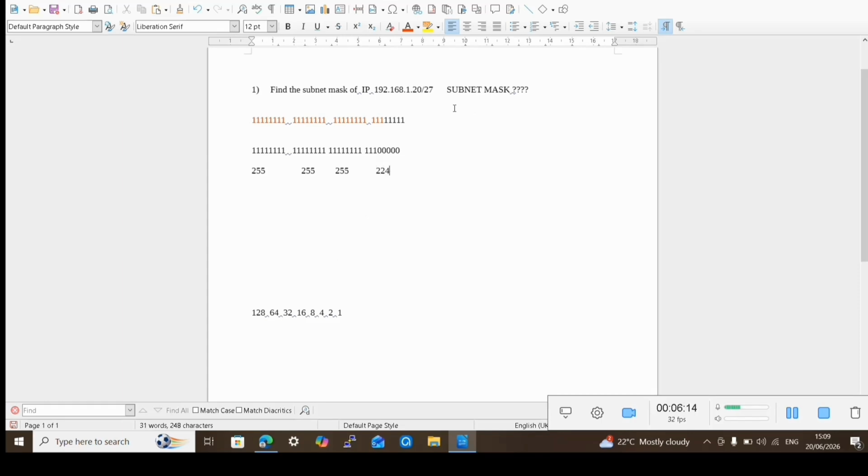So therefore, the subnet mask of this IP address here will be 255.255.255. So the subnet mask of this IP address here now will be 255.255.255.224, which is written as.